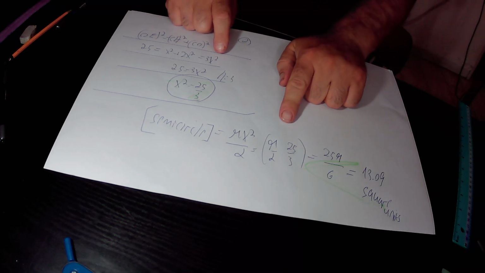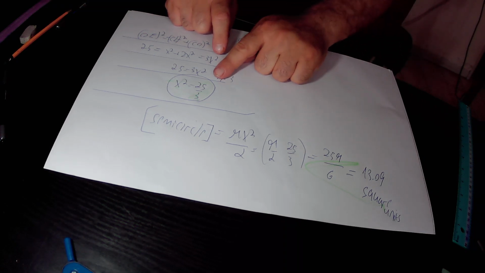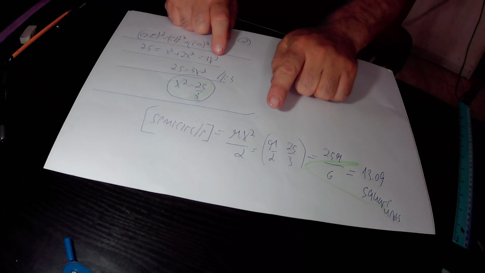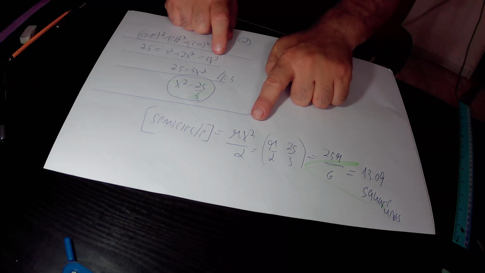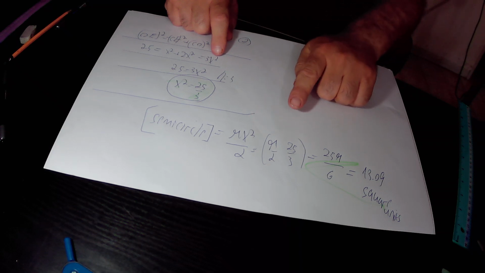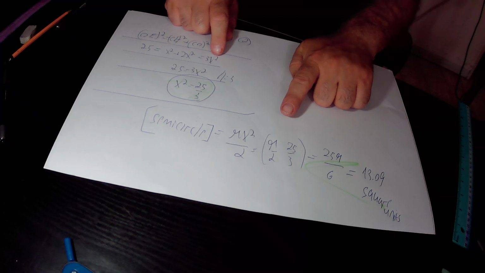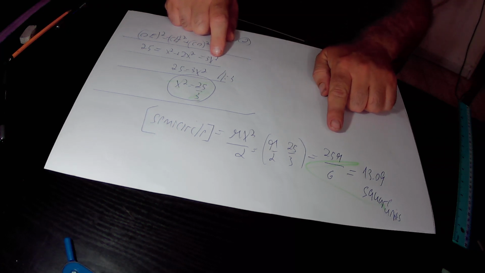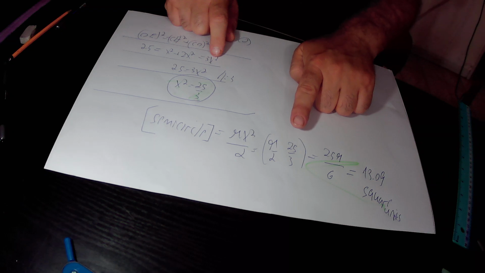So it is pi over 2 times X squared, and X squared is 25 over 3. Therefore, we substitute X squared in this equation by 25 over 3. In total, the area of the semicircle equals pi over 2 times 25 over 3, that is 25 pi over 2 times 3, which is 6.